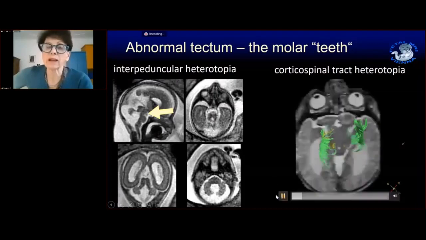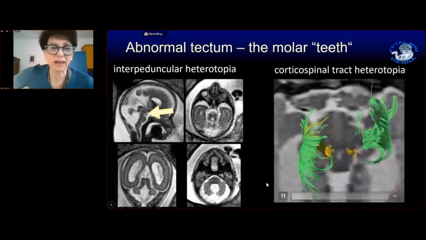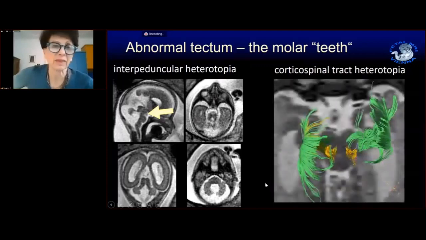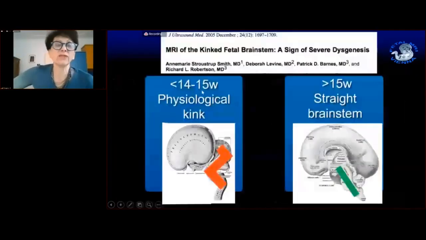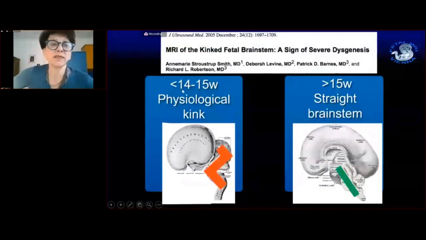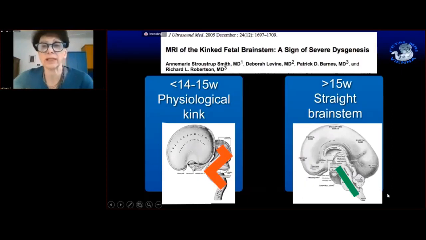Well, this was a publication already in 2005, just saying the physiological kink is present until gestational week 15, and afterwards there should not be a kink anymore. If you suspect a kink after gestational week 15, you better get an MRI. Well, my last point is, what are we doing with MRI now?